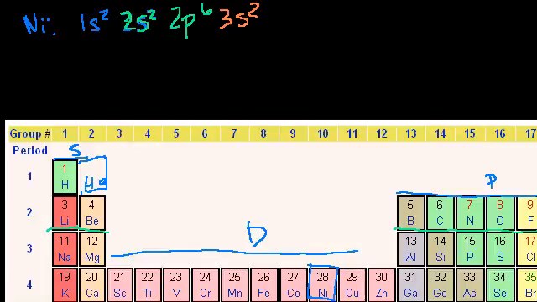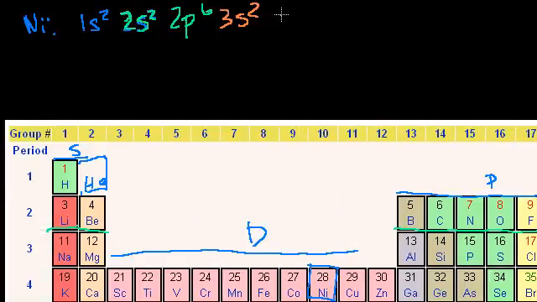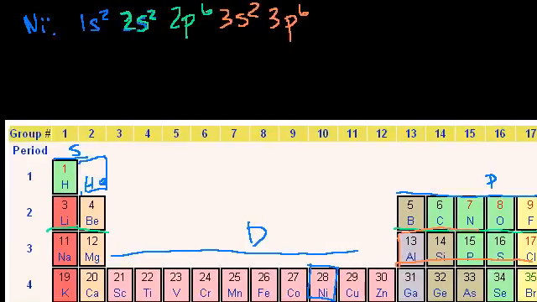3s2. Then we fill out in the third shell the p orbital, so 3p6. We're in the third period, so that's 3p6 right there. There's 6 of them. And then we go to the fourth shell. Fourth shell, I'll do it in yellow. Fourth shell, so we do 4s2. And now we're in the d block.